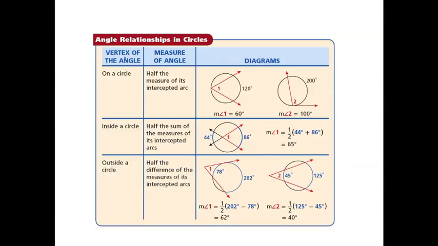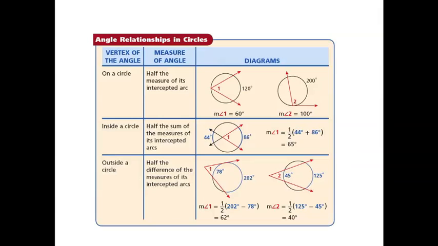When my vertex angle is inside the circle, so the two secant lines are intersecting on the interior, then that's where I take half the sum of the intercepted arcs. So I'm going to take the average. I'm going to add the two intercepted arcs, cut it in half.